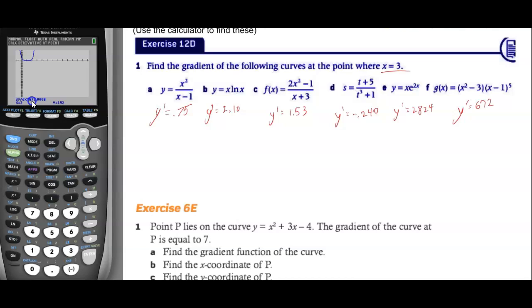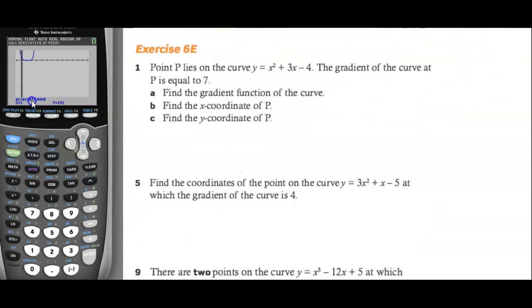So if they ever ask you for the derivative at a certain point, how do they do that? They'll say find the gradient. Gradient, remember, is slope or derivative, where x equals 3. So if they ask you for the derivative at a certain point, then we can use the calculator, second calc, dy/dx function. All right. Let's look at a few more problems where the calculator can help.